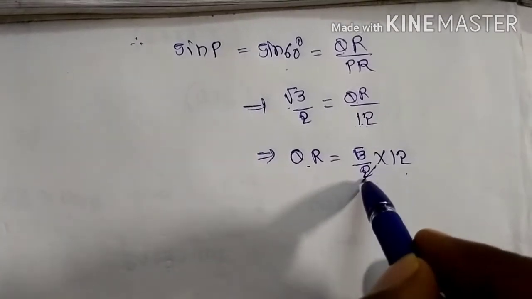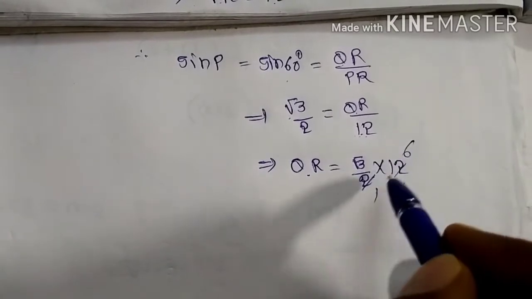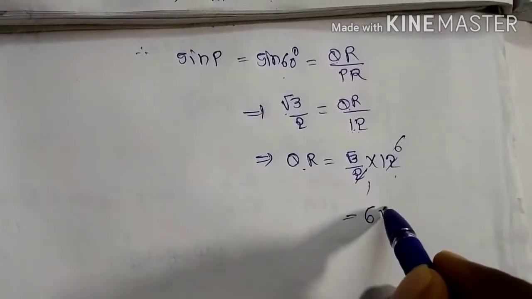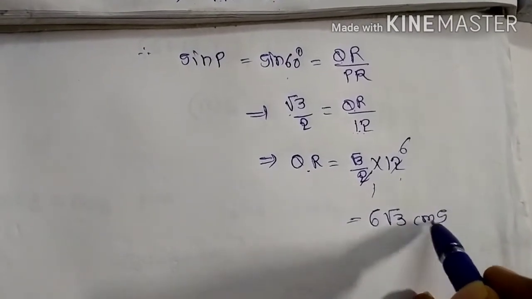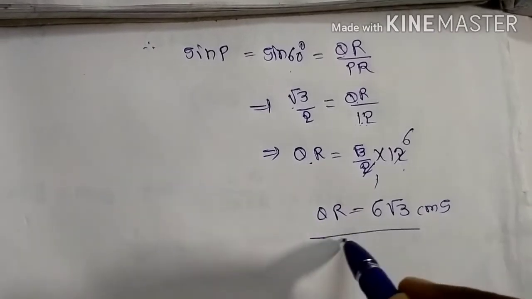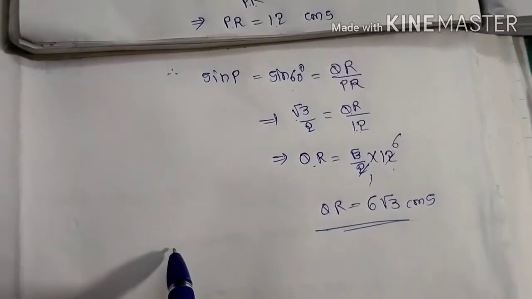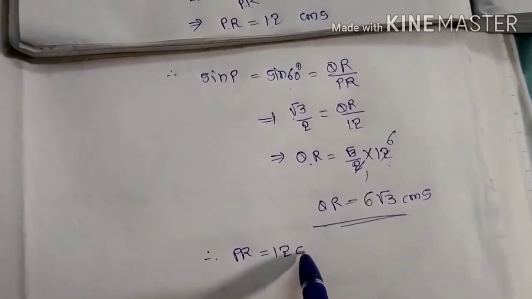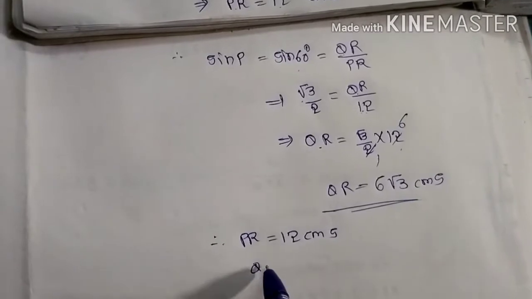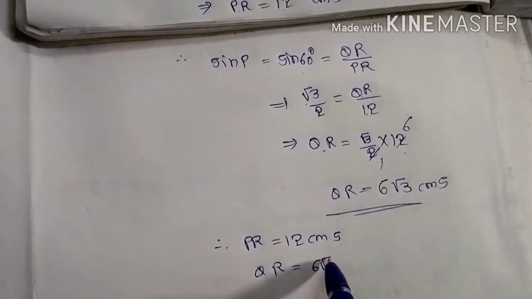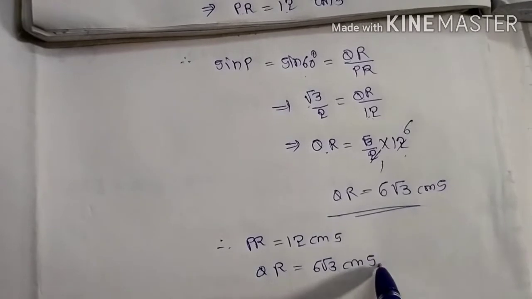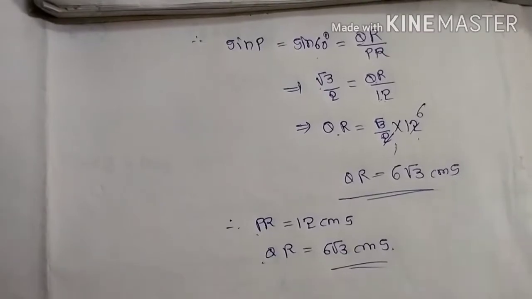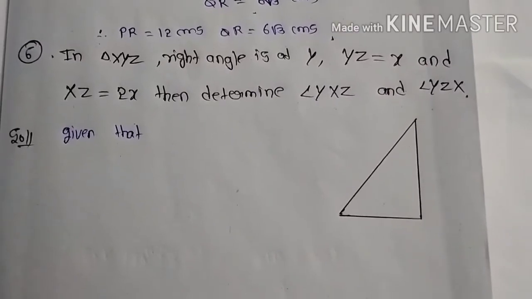That means you can write 2 1s are 2, 2 6s are 12. Is it possible to simplify or not? Yes. So you can write root 3 into 6. You can write 6 root 3 centimeters. QR is equal to how much? 6 root 3 centimeters. So you can write the final answer. Therefore, PR is equal to 12 centimeters and QR is equal to 6 root 3 centimeters. In that question they are asking this only. Just find the lengths of PR and QR. This is your solution.